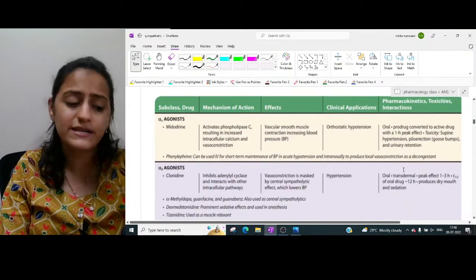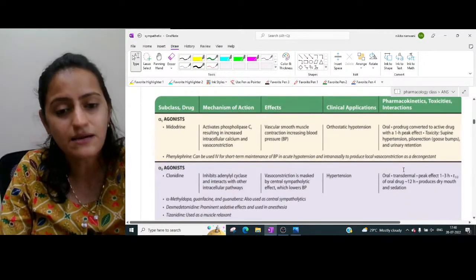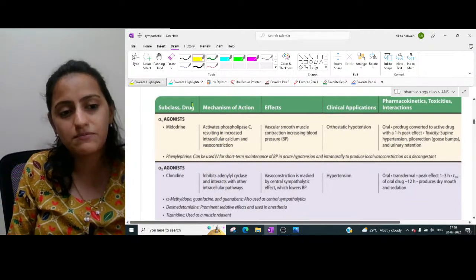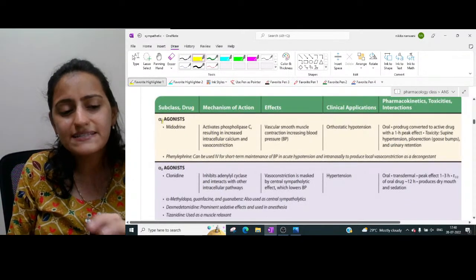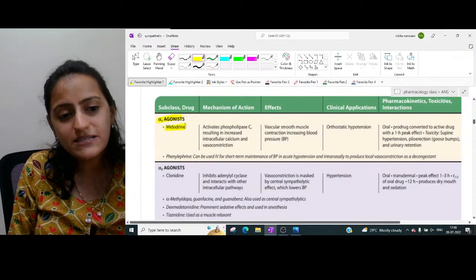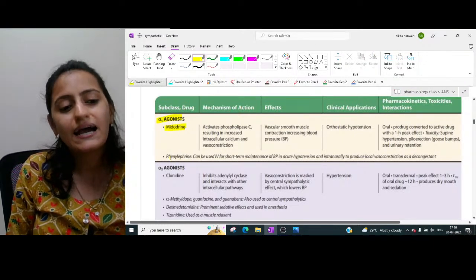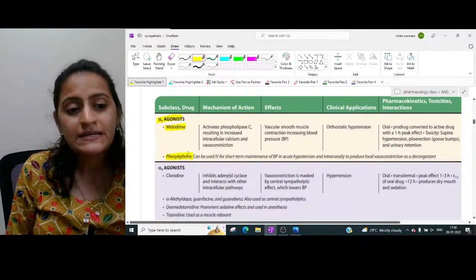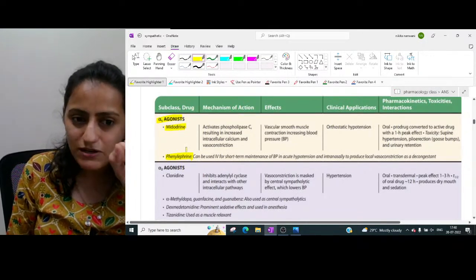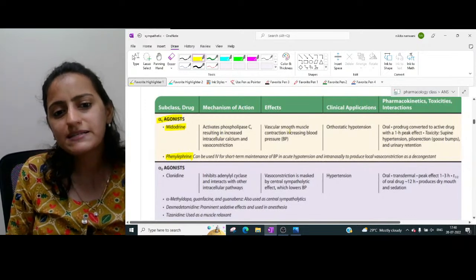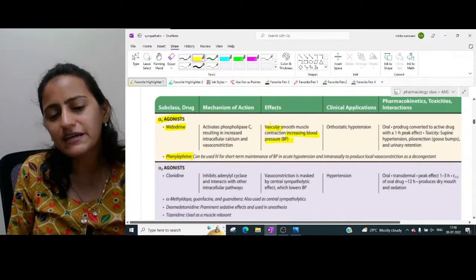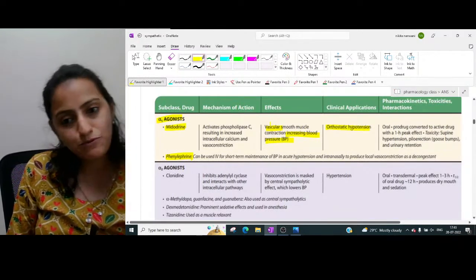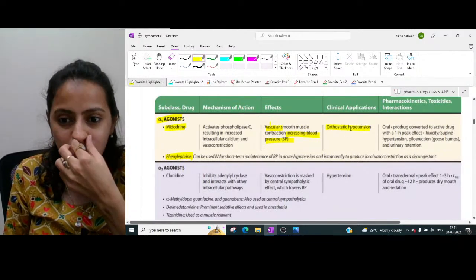Now, these are the important tables. Time and again, I emphasize about the importance of these tables from Katzung. They are very, very important. So, let's quickly revise this. Alpha 1 agonist, हमने कहा midodrine, and we have phenylephrine, right? It's like epinephrine. These are alpha 1 agonists, so they will cause vasoconstriction. So basically, they will increase the blood pressure. So where will we use them? In hypotension.